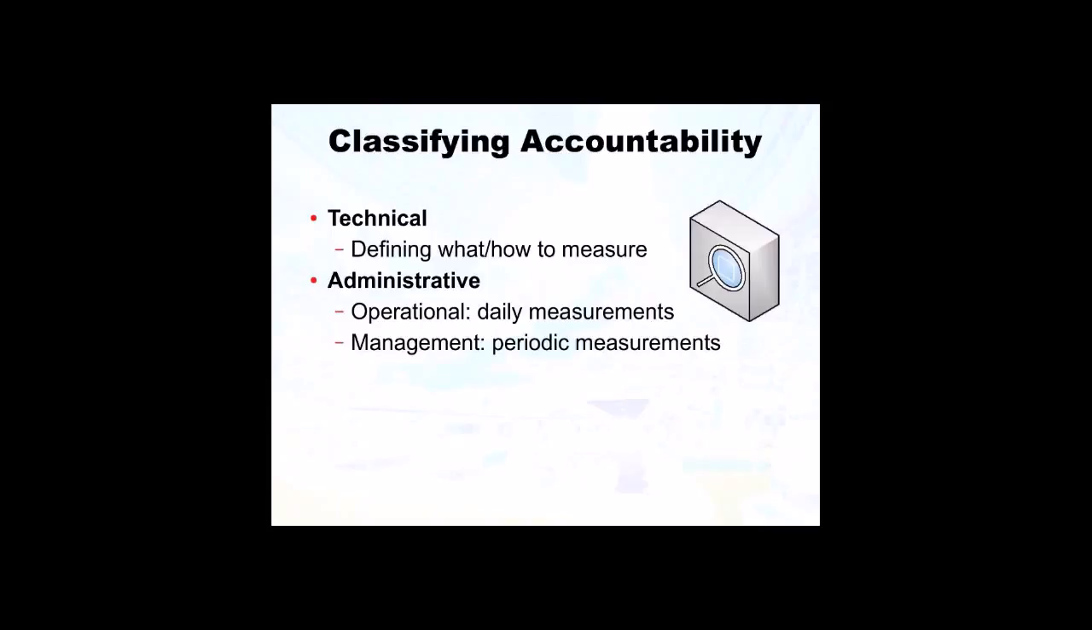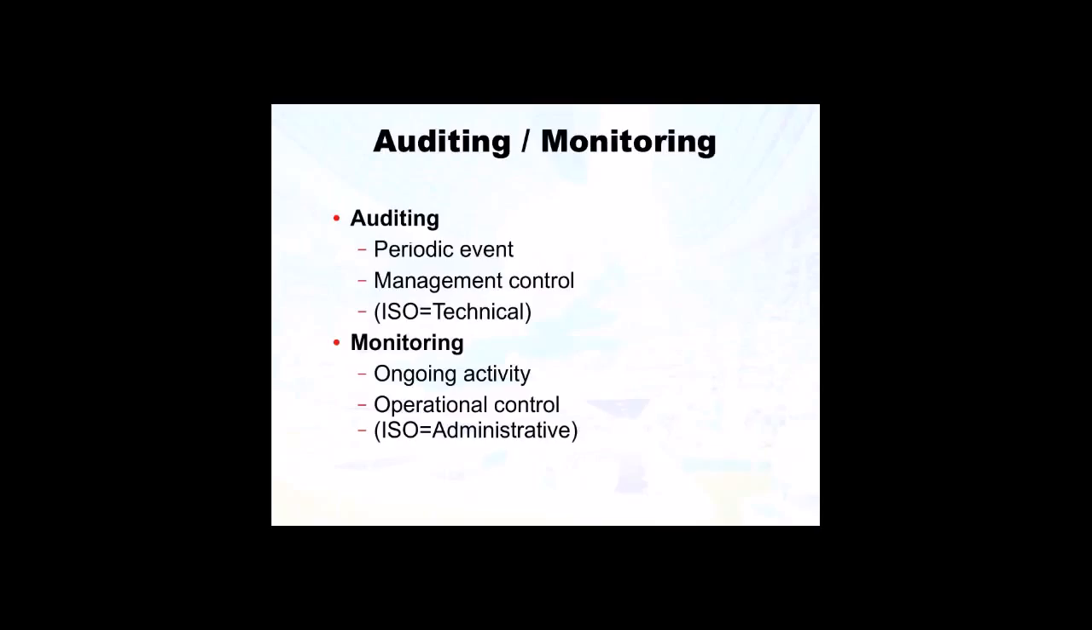Technically, I have to define what I'm going to measure and how I'm going to measure it. You need tools. You got to come up with some good tools to do this stuff. But administratively, you take the measurements. Now, this has changed over the years, so I want you to make sure you know. Auditing to NIST was a management control, but we know to the ISO it's technical. Monitoring was an operational control. To the ISO, it's administrative. Yeah, those could be important in your near future.